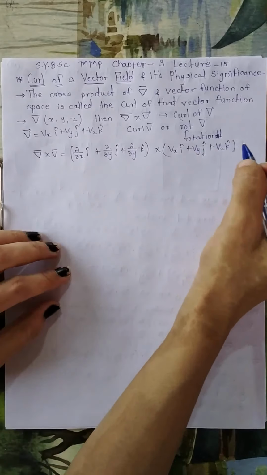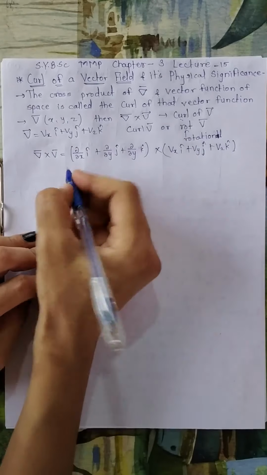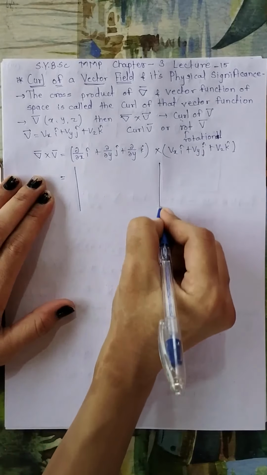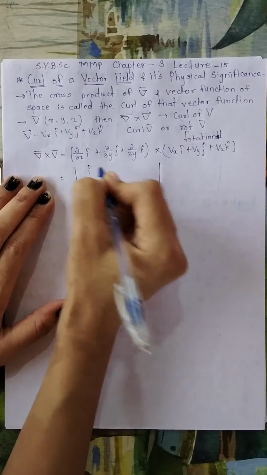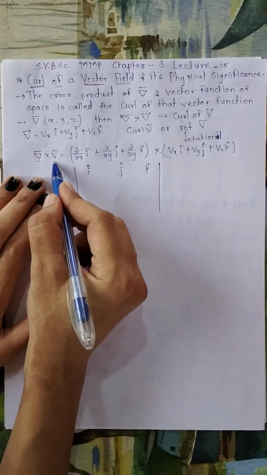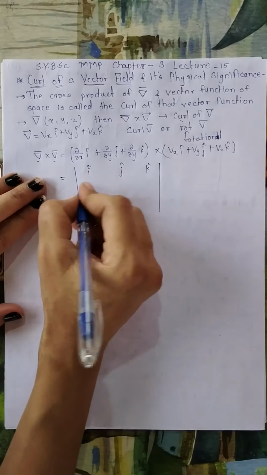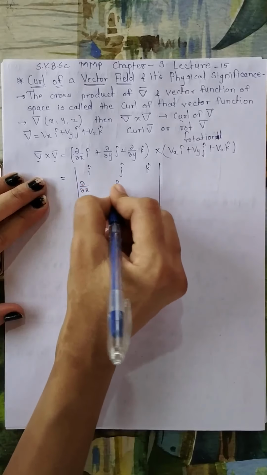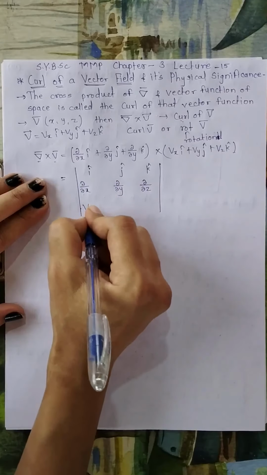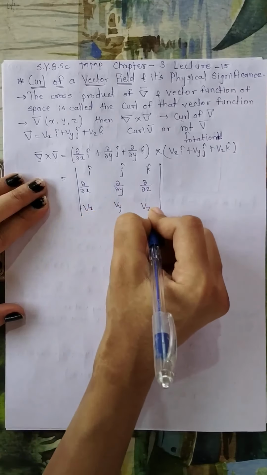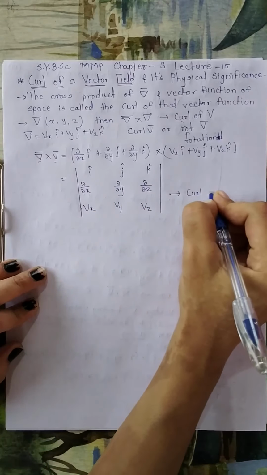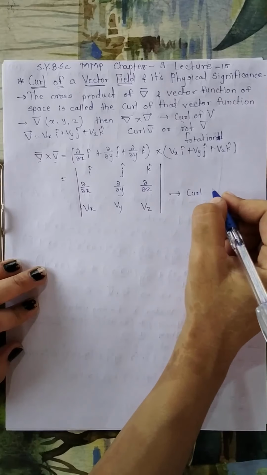And you know that the cross product of any two vectors is defined by the determinant of those two vectors. So we can write it in determinant form as i cap, j cap, k cap. Now our first vector is del bar and second is v bar. So components of del bar are dou by dou x, dou by dou y and dou by dou z. And components of v bar are vx, vy and vz.